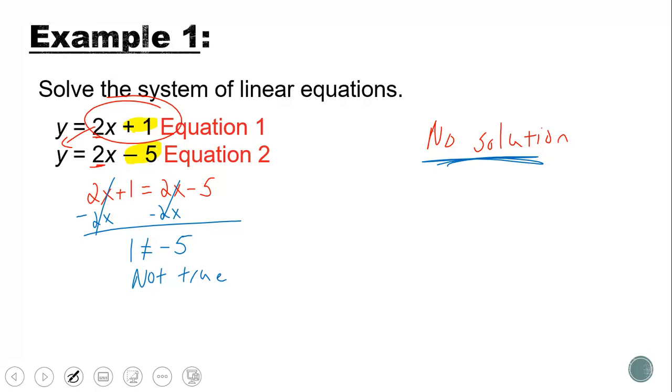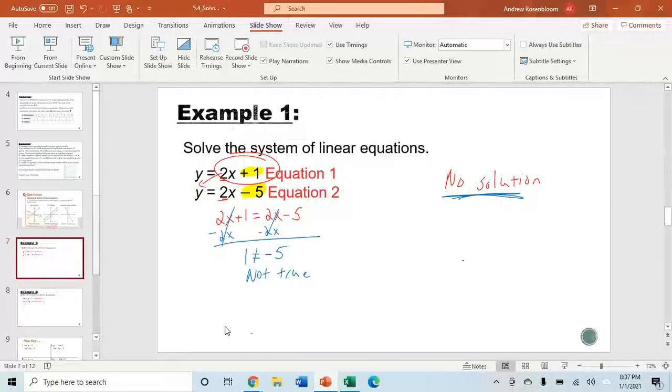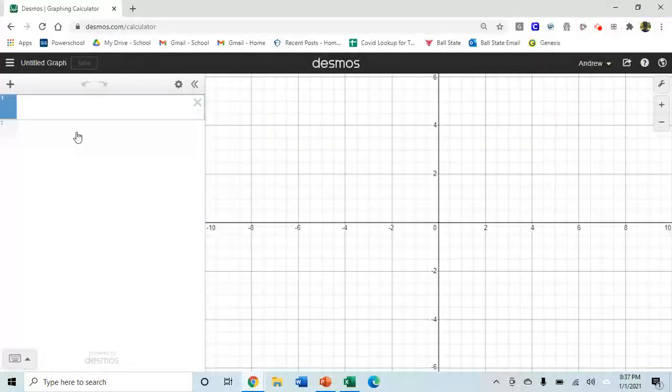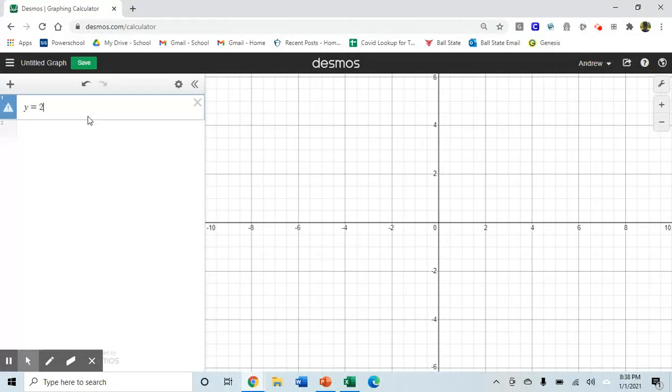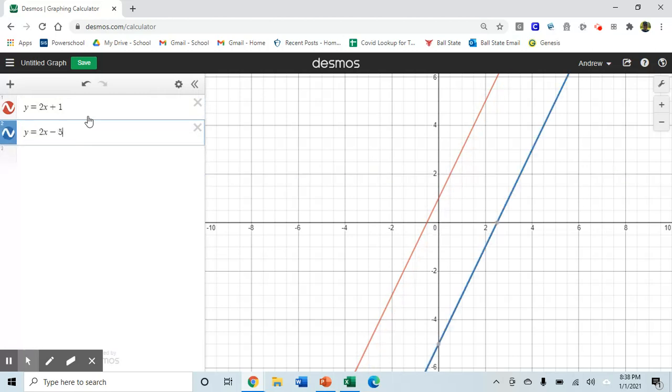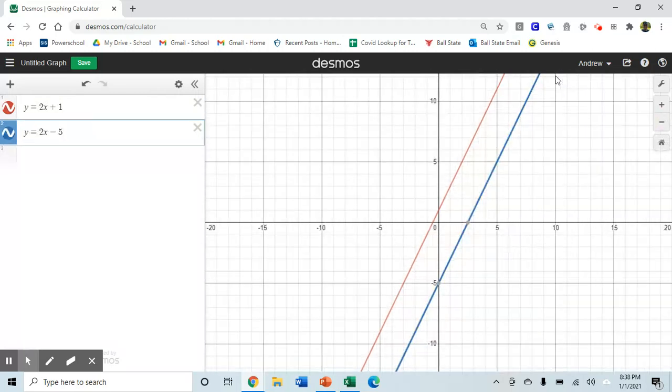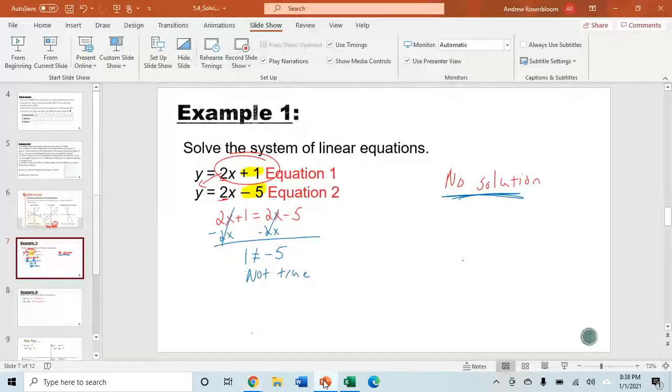Now, I want to just show you the representation of the graph of this. If we take a look at the graph, I'm going to head to Desmos. We've got y equals 2x plus 1 and y equals 2x minus 5. We can see that these two lines are parallel and they're never going to intersect. So if they're never going to intersect, we have no solution.